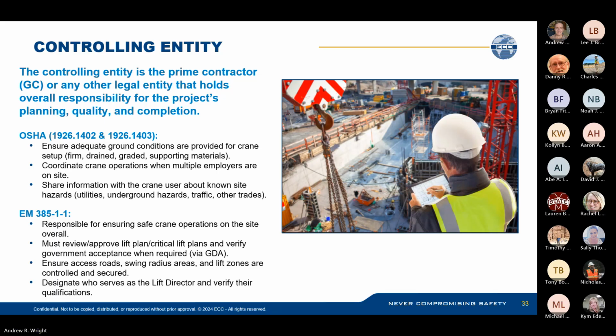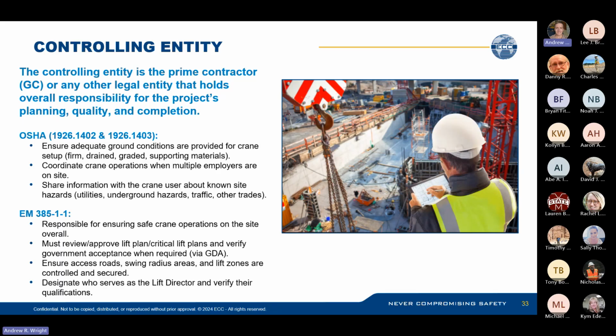And so OSHA requires the controlling entity to ensure that adequate ground conditions are provided for a crane setup, that it's firm, it's drained, it's graded, and has supporting materials. Basically, the controlling entity is required to provide a safe working environment for the crane to set up on. It's not the responsibility of the crane operator to go and prepare your job site for a crane to be set up on it.